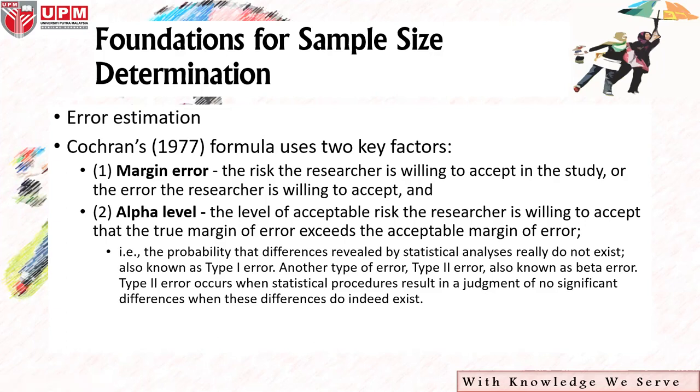The second one is alpha level. Alpha level ni referring to the level of acceptable risk the researcher is willing to accept that the true margin of error exceeds the acceptable margin of error. Ni kira yang last yang kita boleh terima. Margin bawah sikit, alpha atas sikit. Okay.